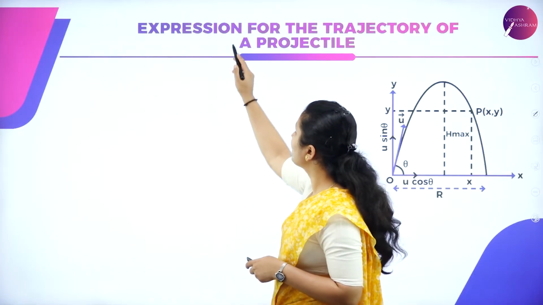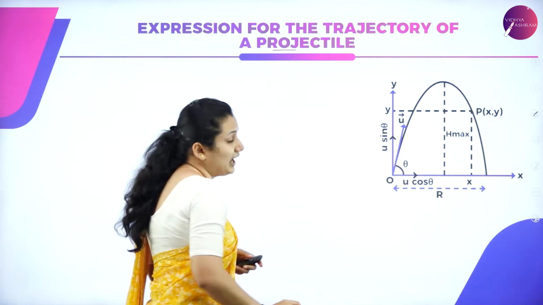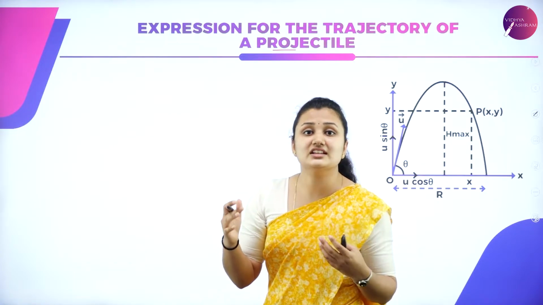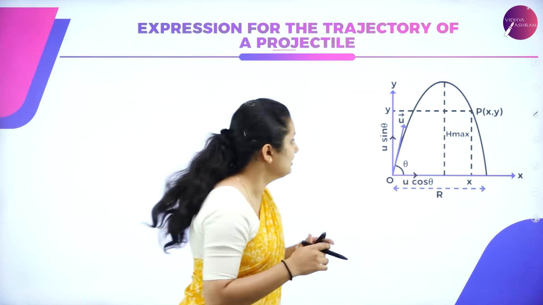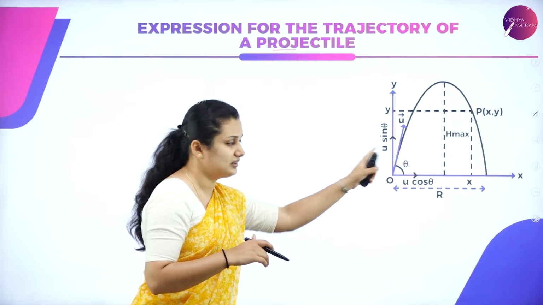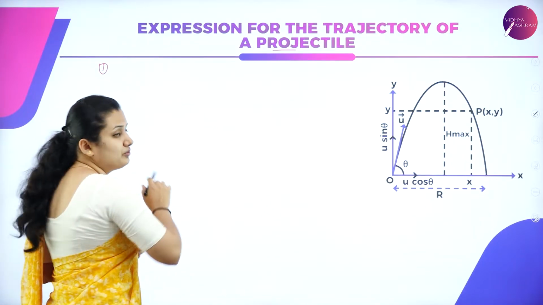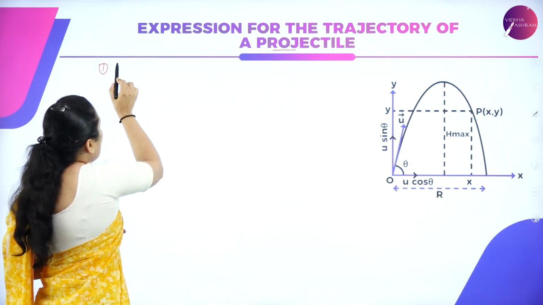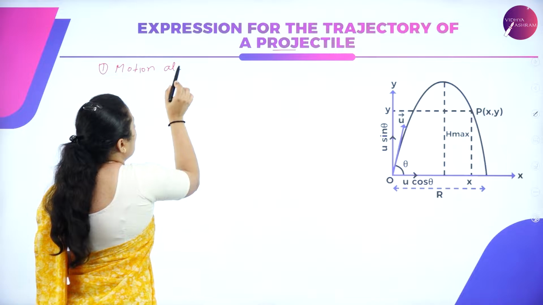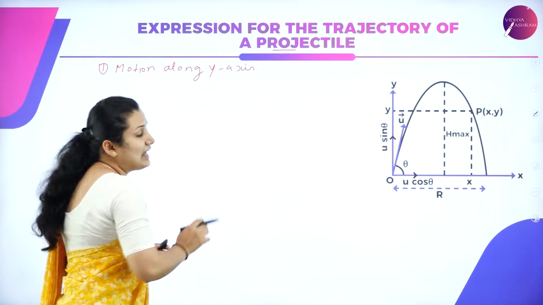Next, we have to derive the expression for the trajectory of a projectile. We have the trajectory of a projectile, and we have to prove mathematically that the trajectory is a parabola. You can see the same diagram that I have written here. So first I will consider the motion along the y-axis.